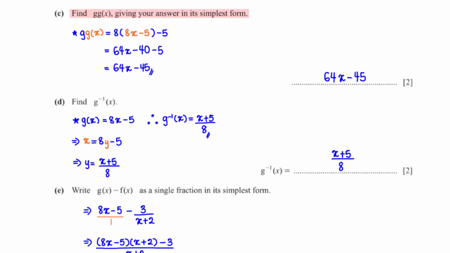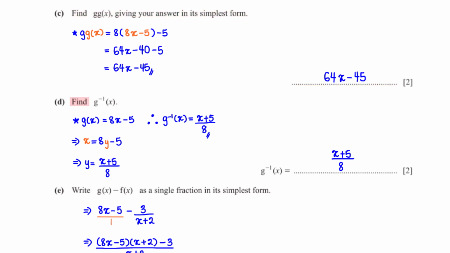Find g of g of x, giving your answer in its simplest form. To get g of g of x, we replace x in g of x with g of x, which is 8x minus 5. So we have 8 times (8x minus 5) minus 5. When we expand the brackets, 8 times 8x is 64x. 8 times -5 is -40. When we group like terms, -40 minus 5 is -45. So we have 64x minus 45.